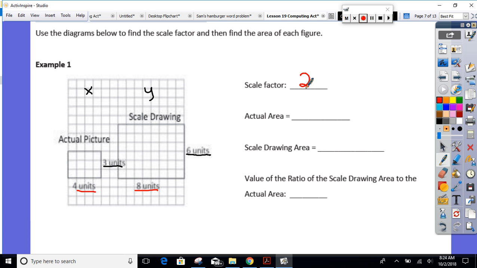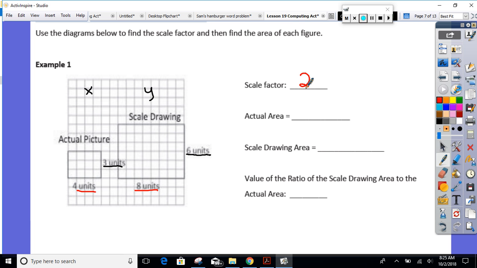If the scale drawing is larger than the actual picture, your scale factor is going to be greater than 1. If they were the same size, your scale factor would be 1. If the scale drawing were smaller, your scale factor would be a fraction. So keep that in mind as you do examples 2 and 3. You have scale drawings that are smaller, so you're going to expect to get a fraction.